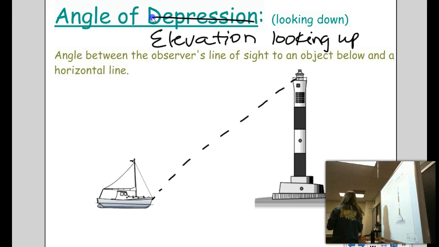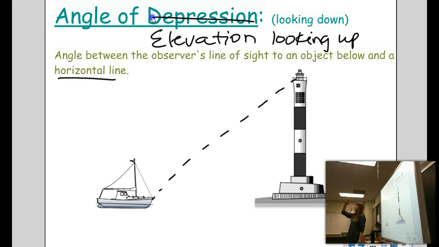You're elevated. When you hear the word elevate, it makes you think up. Like if your leg is hurt and someone says to elevate your leg, what are they saying? To prop it up, right? Elevate means up. So you are standing, you're on the ground, and you are looking up. That is the angle of elevation. And it's always formed with a horizontal line.